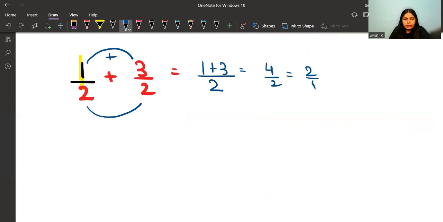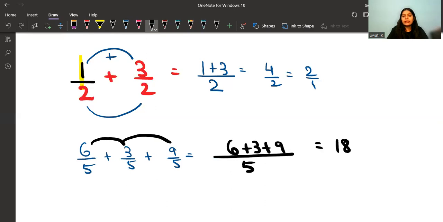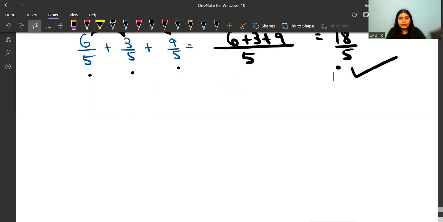Very simple. Now let's do one more question. 6 by 5 plus 3 by 5 plus 9 by 5. So we can add more than two fractions as well. Again, the denominator will be as it is, that is 5. Now you'll simply add the numerators. So it is 6 plus 3 plus 9. What is 6 plus 3 plus 9? It is 18. So the answer is 18 by 5. And you can see that these are like fractions only, right? Okay, so this is about addition of like fractions.